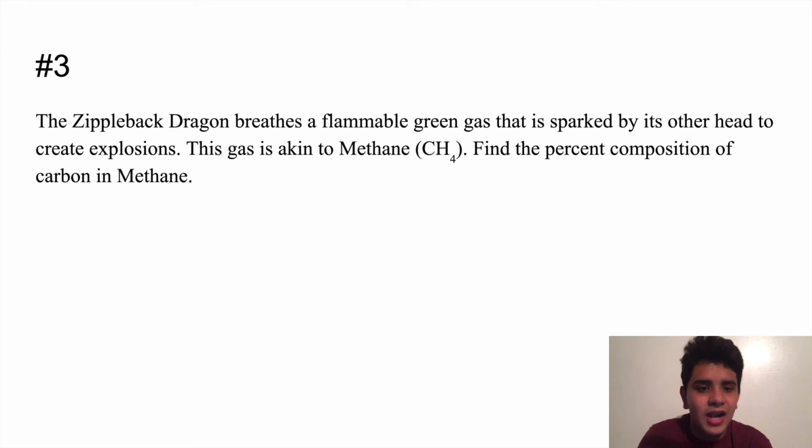Question number 3. The Zibbleback dragon breathes a flammable green gas that is sparked by its other head to create explosions. This gas is most akin to methane, CH4. Find the percent composition of carbon in methane.